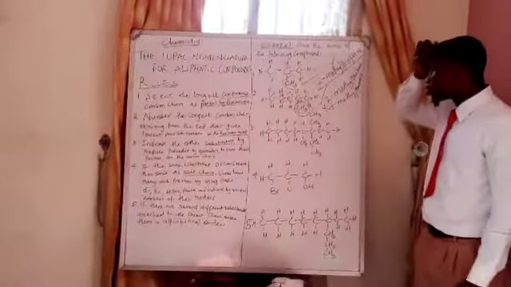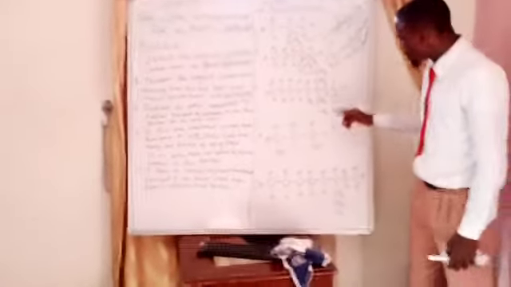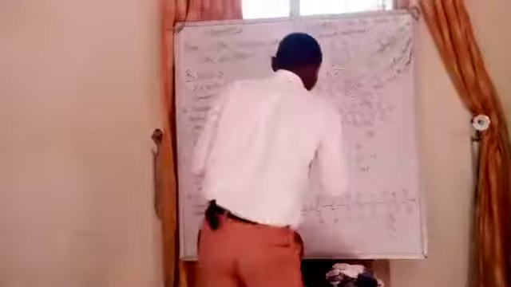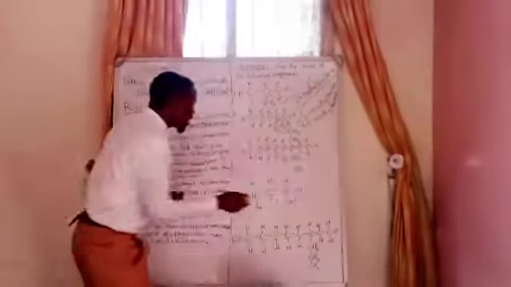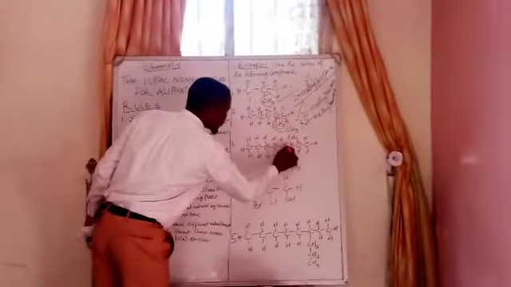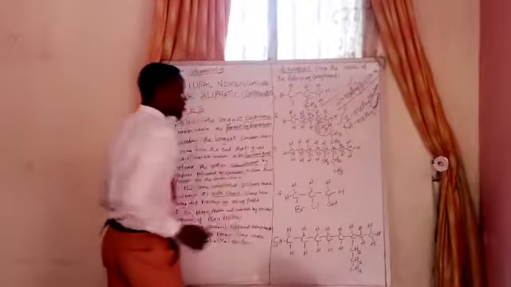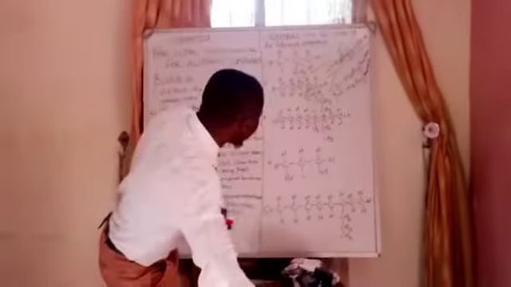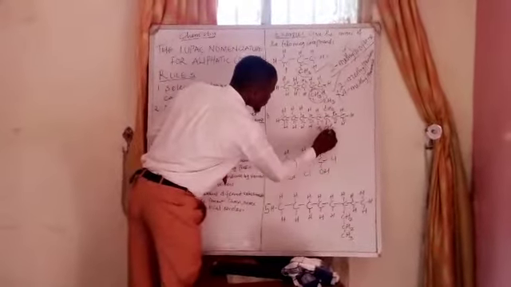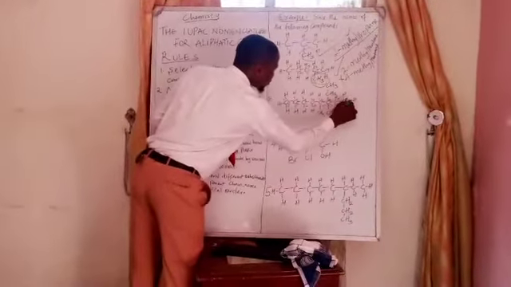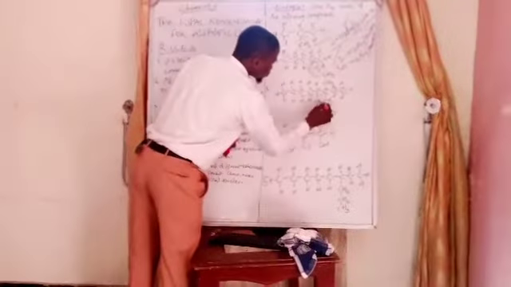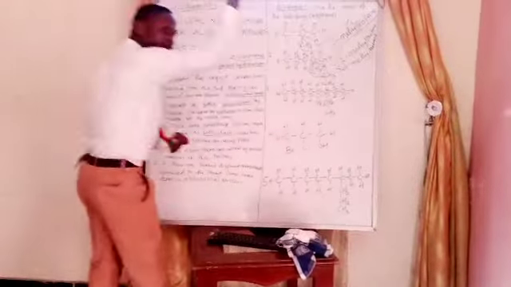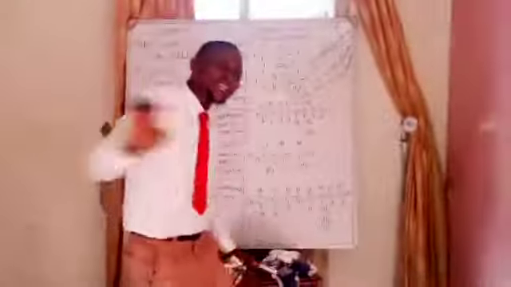Alright, now let's go to compound 3. The first thing is to number the longest chain of carbon. I can begin with 1, 2, 3, 4, 5, 6, 7, 8. I can also have 1, 2, 3, 4, 5, 6, 7, 8. Do you understand? I can equally have 1, 2, 3, 4, 5, or 1, 2, 3, 4, 5. The chain should be continuous, so the responsibility is to pick the longest chain.